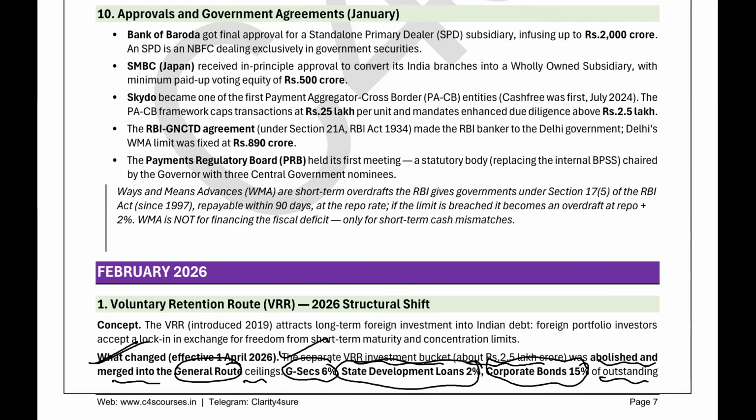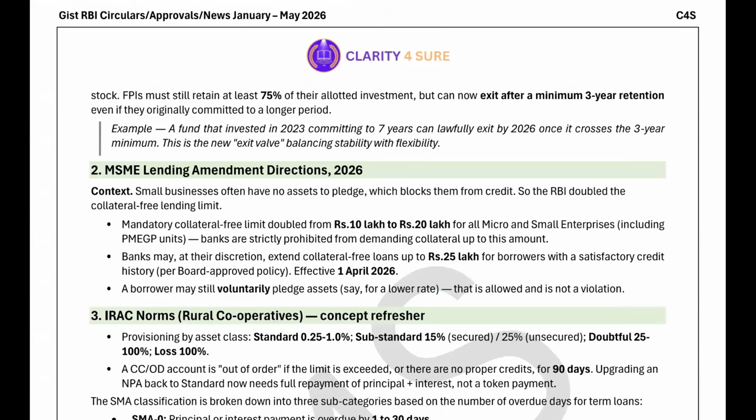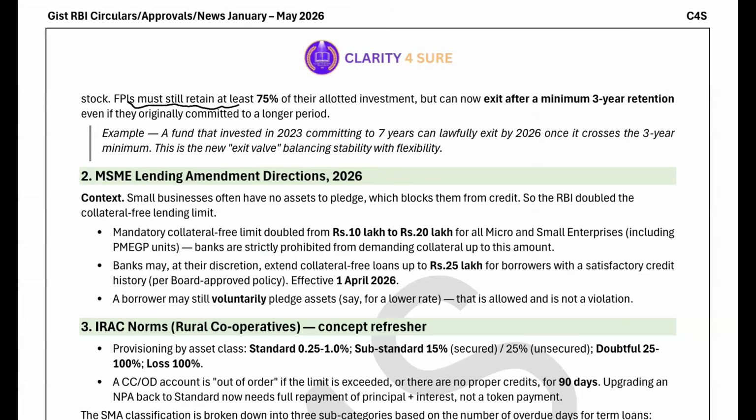ठीक है? State development loan, it is 2%. Government securities, it's 6%. Please note it down. And corporate bond is 15% of outstanding. ठीक है? Now try to understand. Stock. FPI must still retain at least 75% of their allotment investment, but can now exit after minimum 3-year retention.